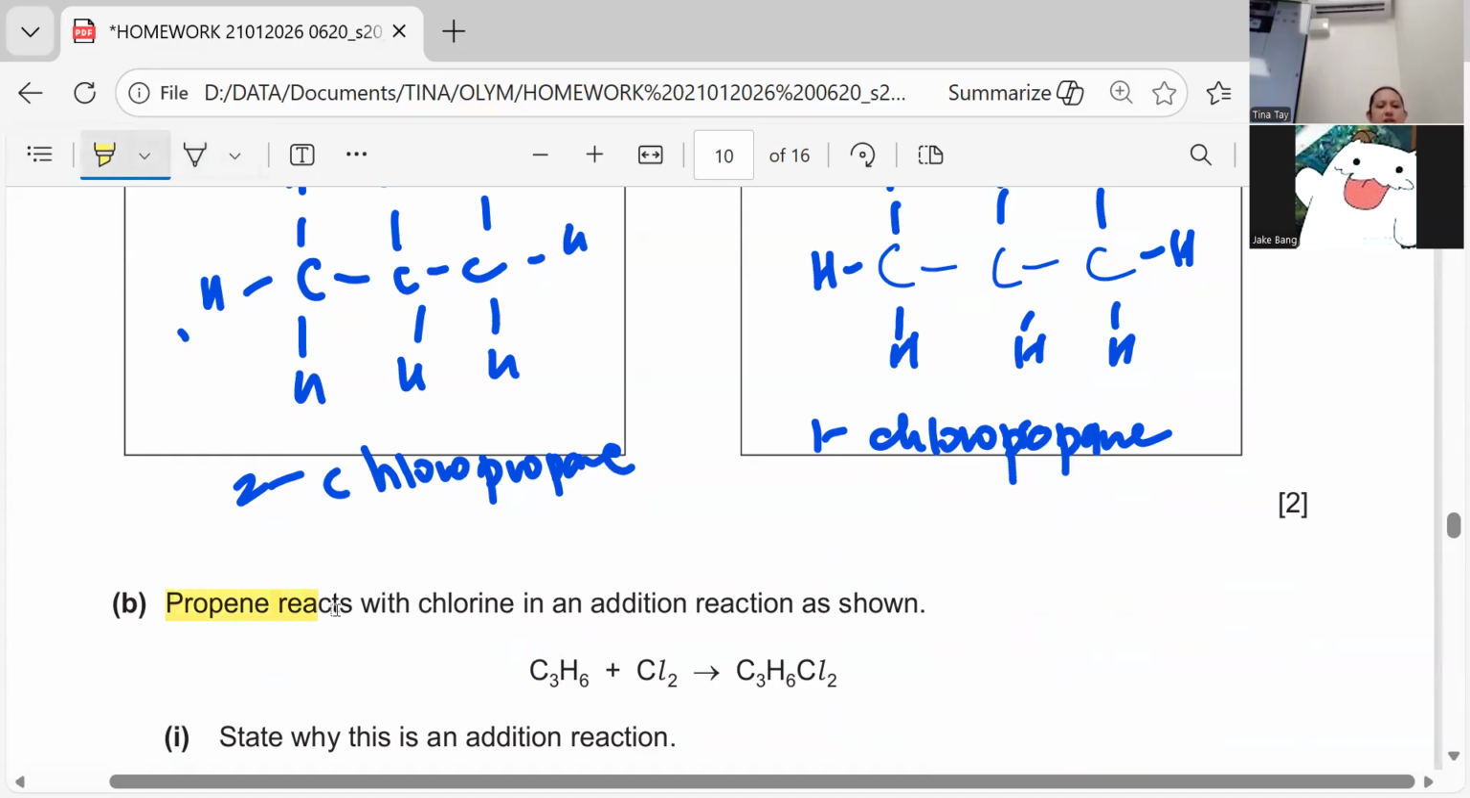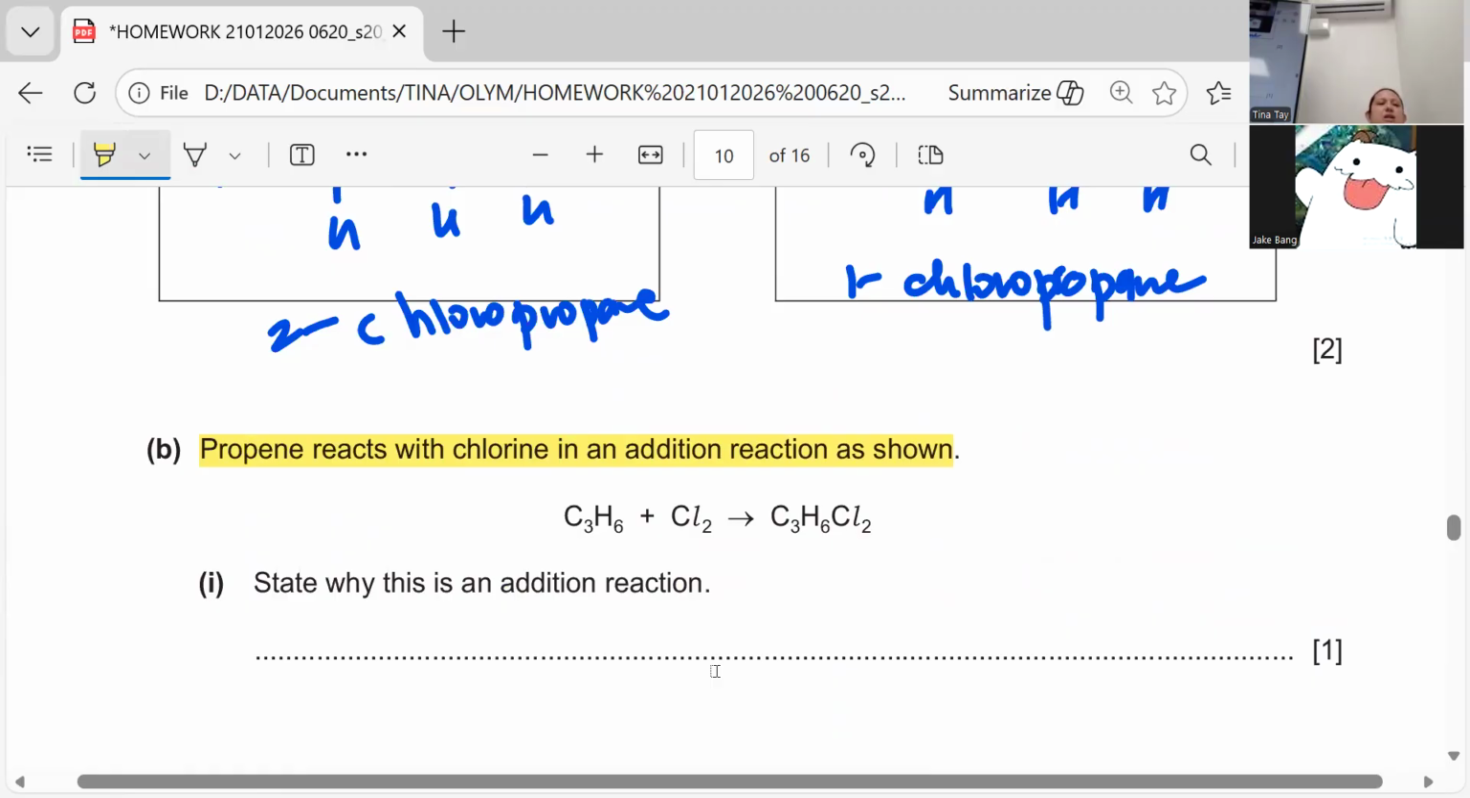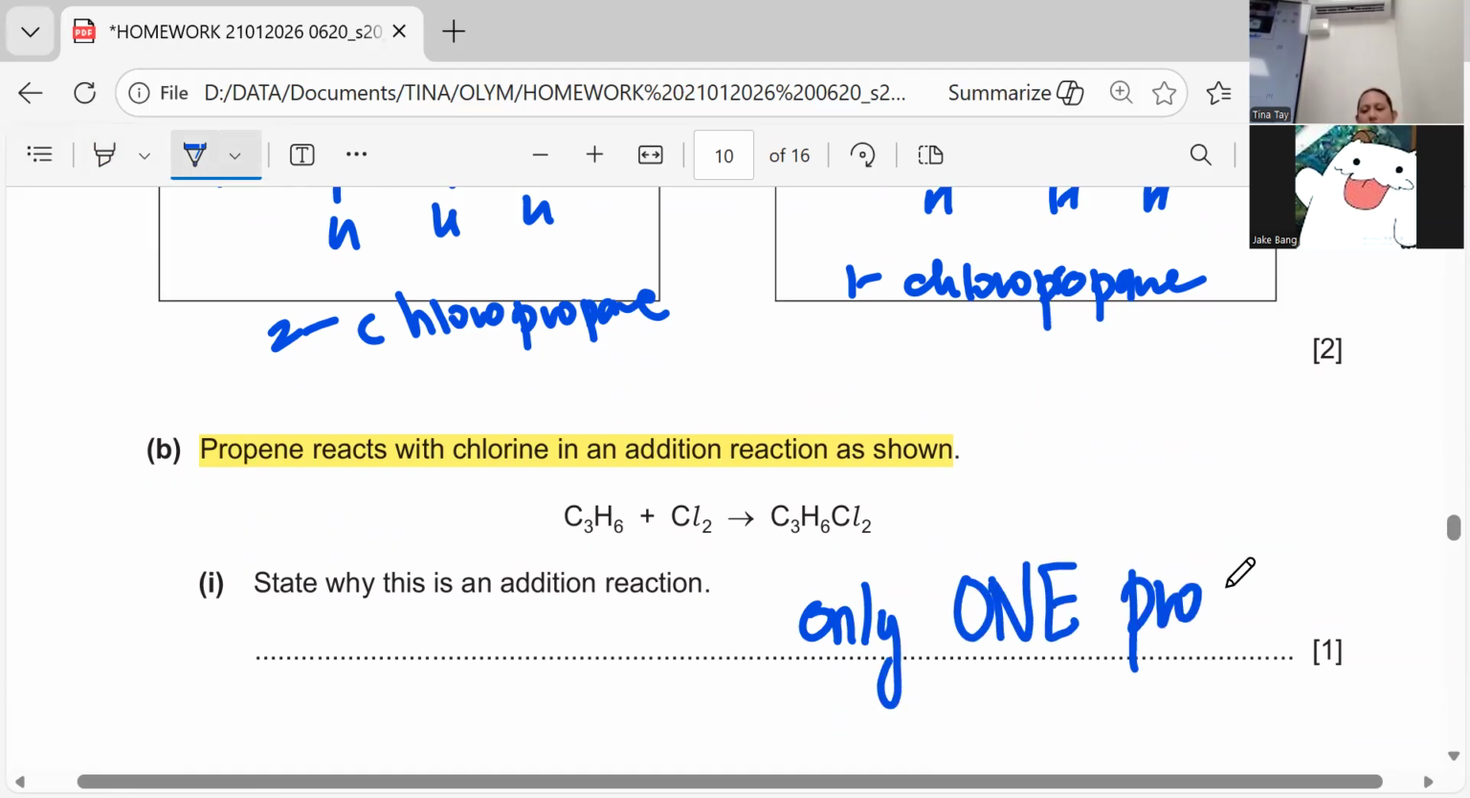Propene does addition. Okay, why is it an addition? Because the question says so. Only one product. Addition is only one product.